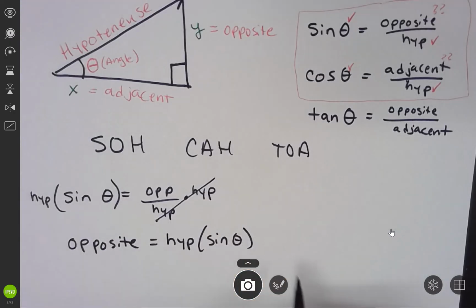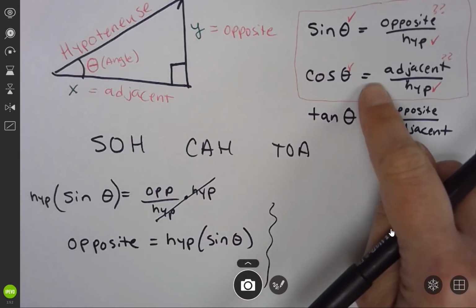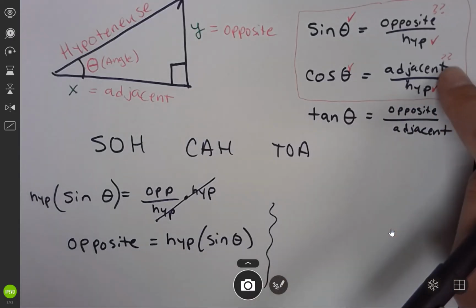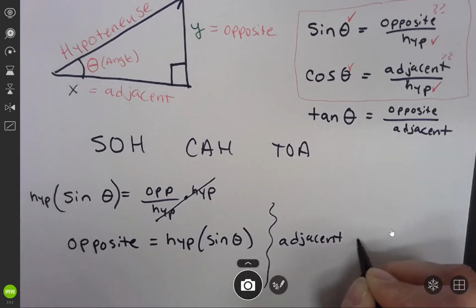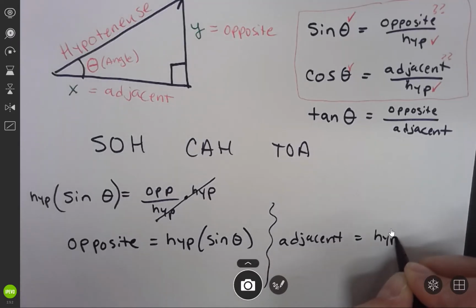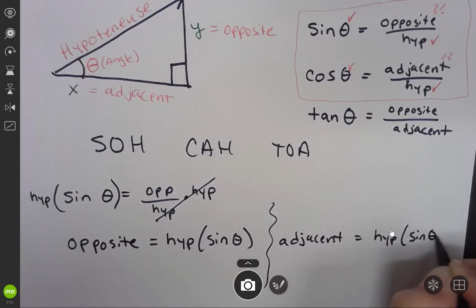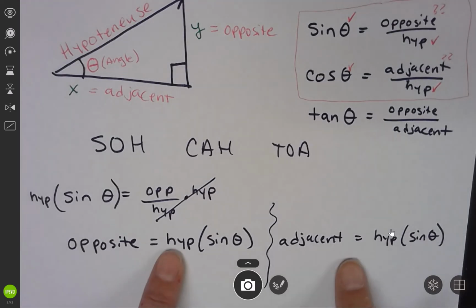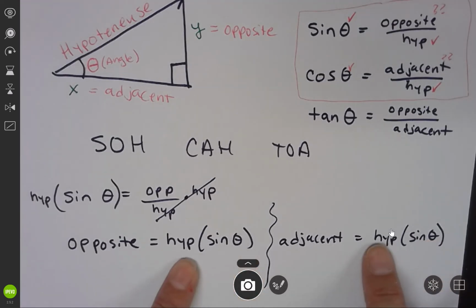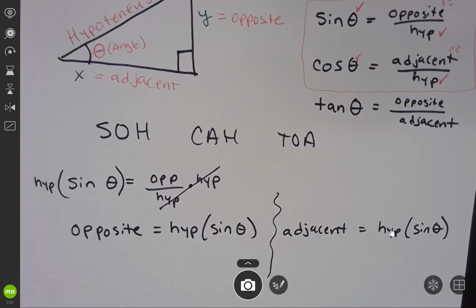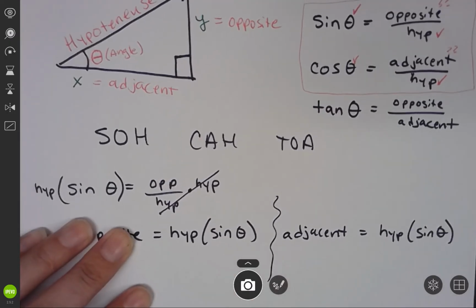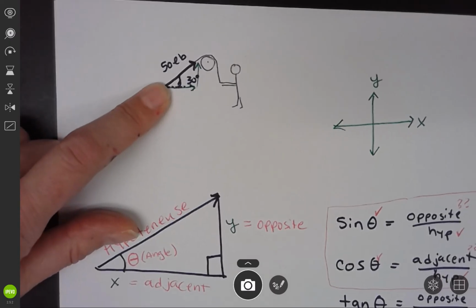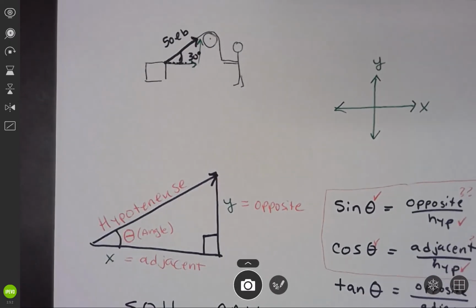And I could repeat that math, but I won't bore you with it. The same exact thing is true with cosine, except it's adjacent. The adjacent side is equal to the hypotenuse times the cosine of the angle. Okay, because I'm always going to know the angle and I'm always going to know the hypotenuse. So with these two things in mind, let's go ahead and figure out how much of that 50-pound pull is to the right and how much of it is upwards.